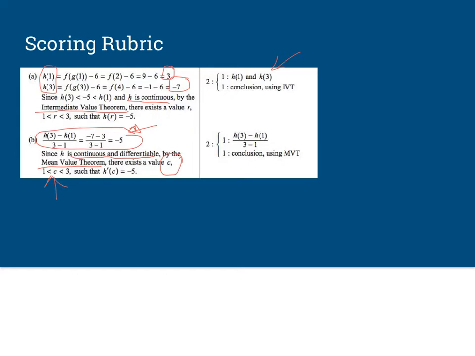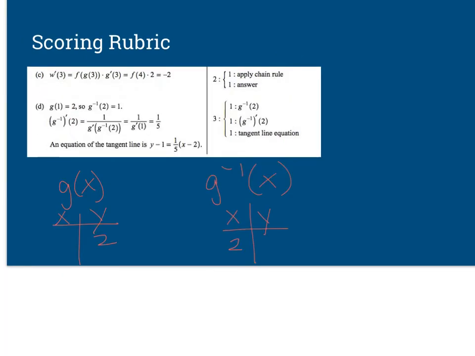So 2 points, one for showing, finding the slope, and conclusion using MVT. Make sure you stated your condition. Now C, you are asked to find, you're given the integral. So you need to apply the fundamental theorem, knowing that the derivative of W prime will be the integrand, which is f of t, evaluated at g of x.